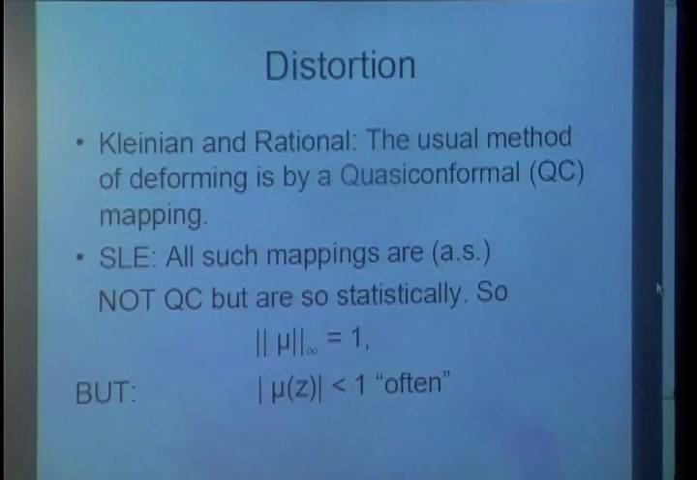And finally, let's go to distortion. So now I hope the Kleinian people will feel happy again. So let's recall that, for example, in the Kleinian world or the rational world, a common method is to deform things by using a quasi-conformal mapping. In SLE, there are no quasi-conformal mappings, but there are ones that are sort of statistically quasi-conformal. So in the quasi-conformal world, when you write down Beltrami, d bar f is mu df, then mu has sup norm strictly bounded by 1. But it turns out there are versions of the measurable Riemann mapping theorem which hold even where mu is equal to 1, but mu is strictly less than 1 often enough.